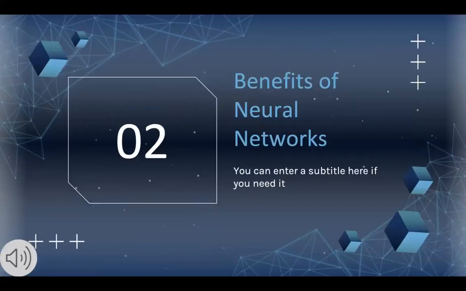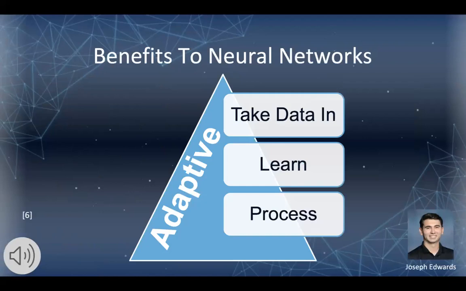This section of our presentation will focus on the benefits of neural networks. Neural networks offer a wide variety of benefits, starting with adaptability. Neural networks are able to take in, learn from that data, and then process it. However, that data can be used to take another set of data, learn, and process again, allowing for a greater level of learning.